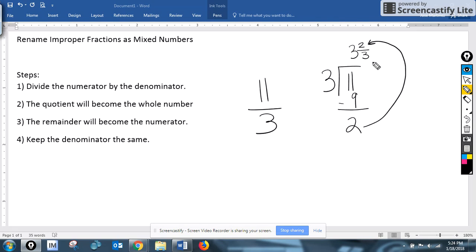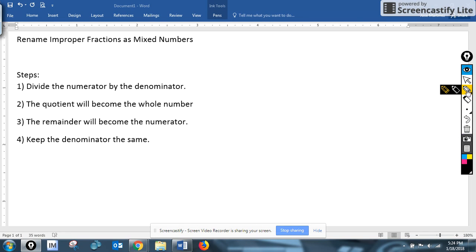Okay, that's basically all I did to rename this improper fraction as a mixed number. They are the same exact value. So now I'm going to do it while explaining the steps. I'm going to start with my improper fraction, 11 over 3.